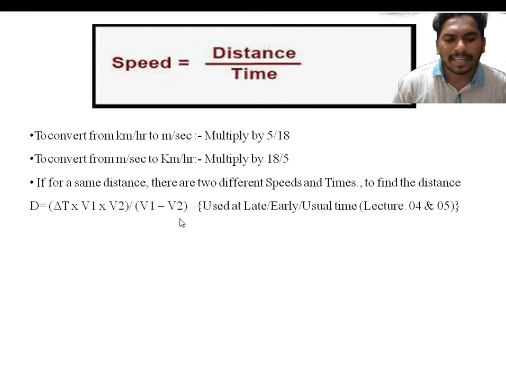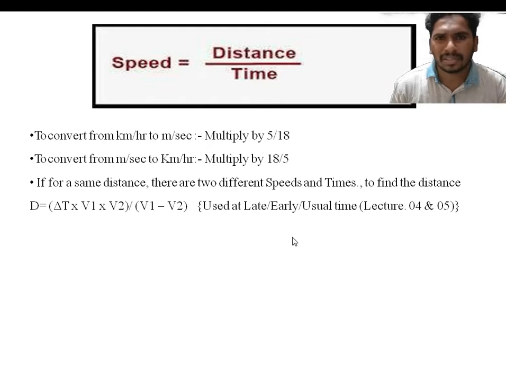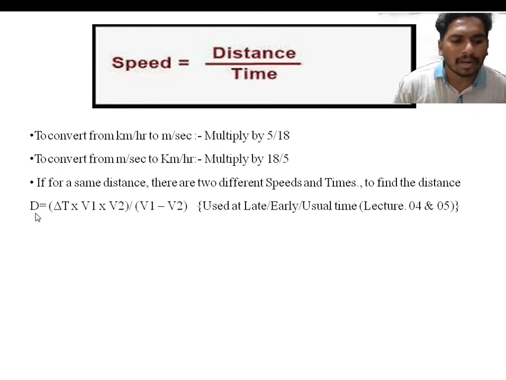For the same distance, if there are two different speeds and times, to find the distance, this is the formula. In late, early, usual-time problems, there is a common distance. With some velocity he will reach so and so time late; if the velocity is increased, he will reach early. What is the distance between the two points, like the distance between the office and the house? For all those, the formula is distance equals delta t.